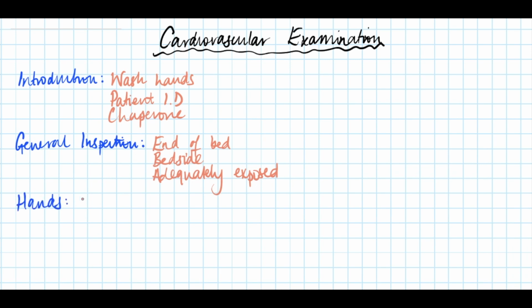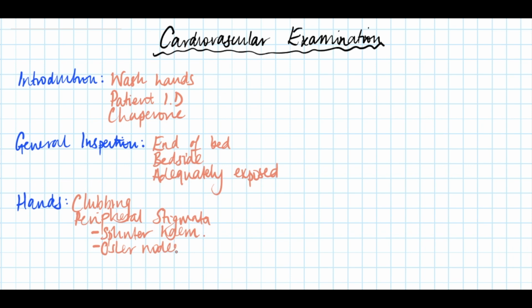Next, you want to examine the hands. So you're looking at the fingernails for any signs of clubbing and the hands in general for any peripheral stigmata of cardiac disease. This could be splinter hemorrhages, Osler nodes or Janeway lesions, and you can also look for tar staining on the fingertips as well.